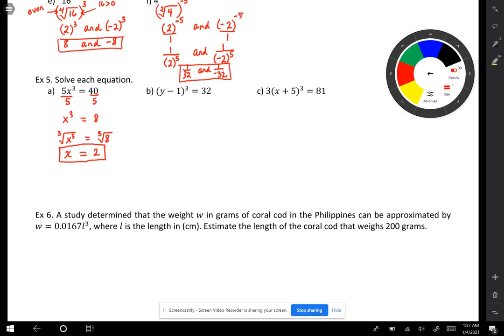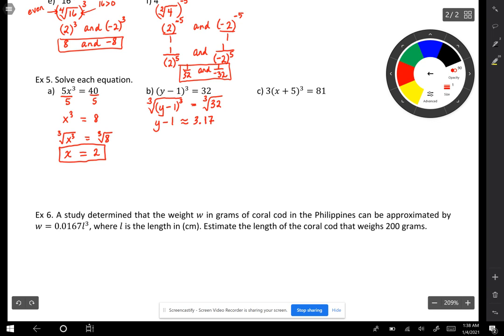And for the next one, the variable stuff is already by itself. Now, you don't go and try and multiply y minus 1 times y minus 1 times y minus 1. You'd be doing it forever. So what you want to do is take the cube root of both sides. I'm just rewriting it so it's easier looking. Okay, so that's y minus 1 equals, or about, cube root of 32 is 3.17.